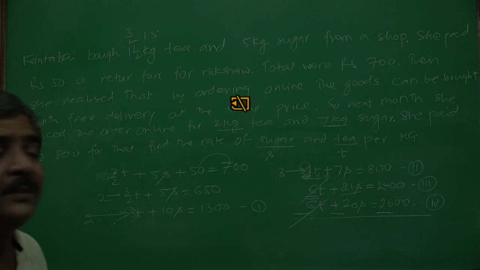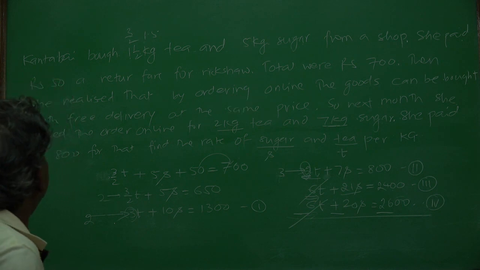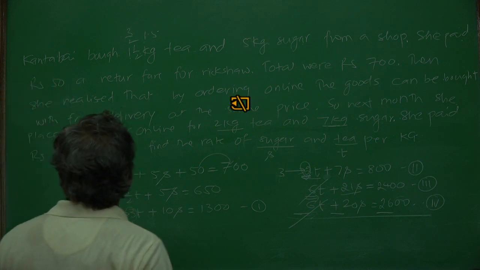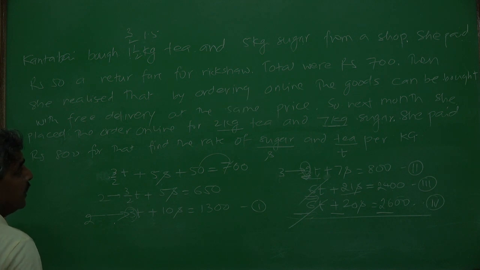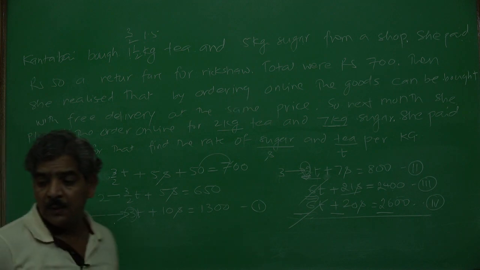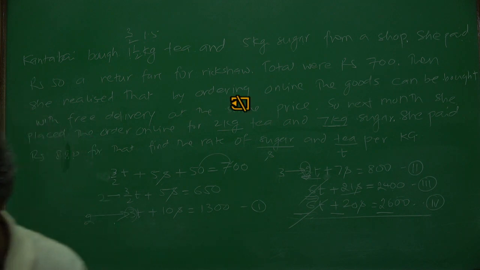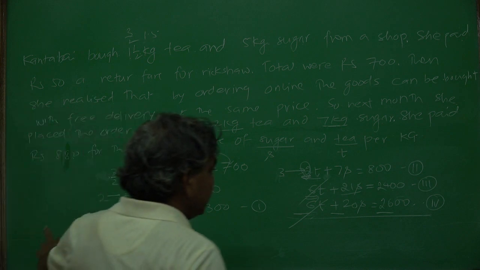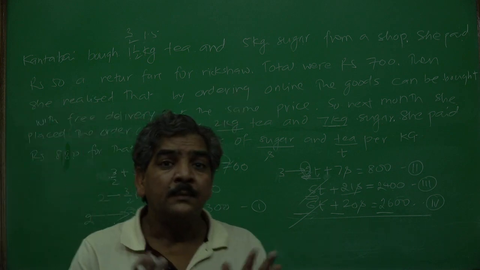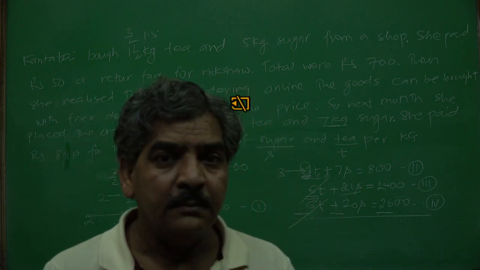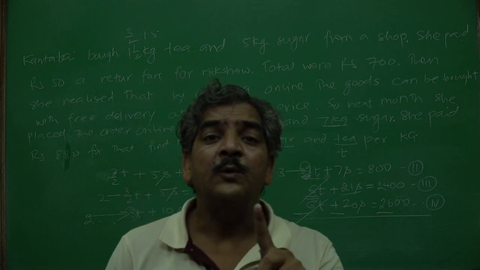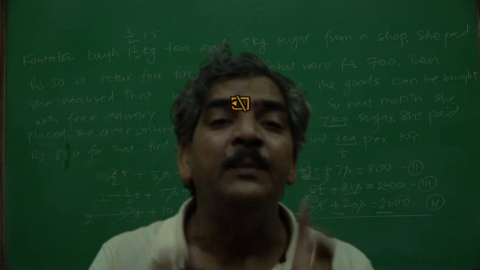Oh, I committed a mistake. Here it is not 800. It is 880. Correct the question. Here it is 880. Okay. So now where was I stuck? I am telling you, in mathematics, to find the mistake is very important.